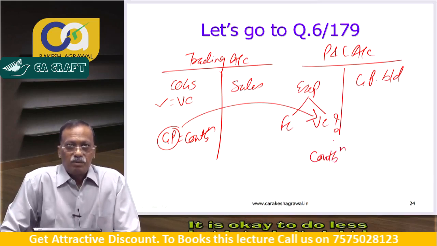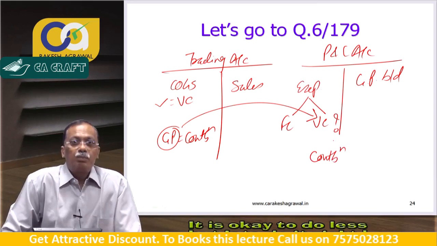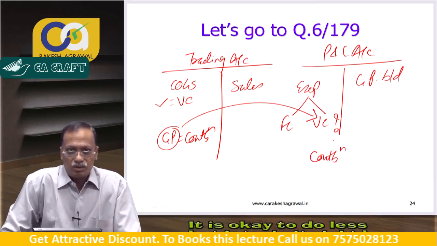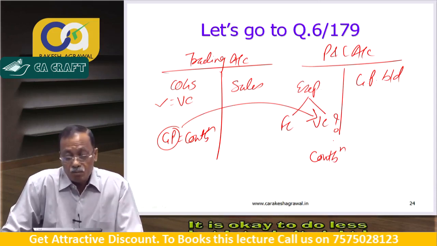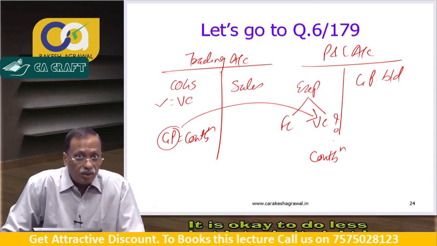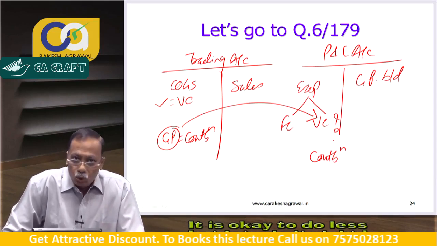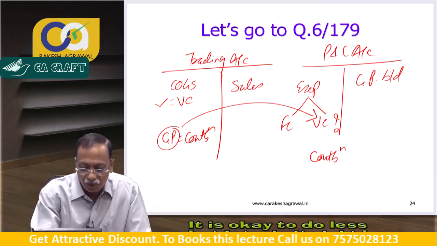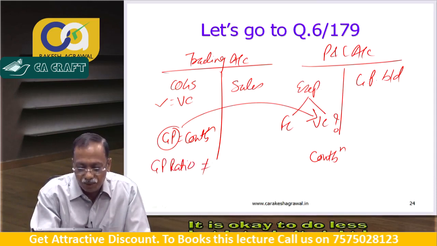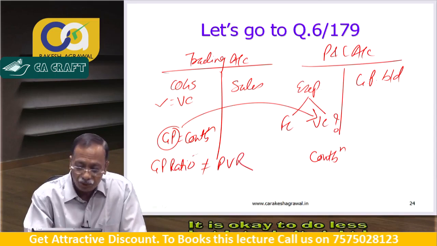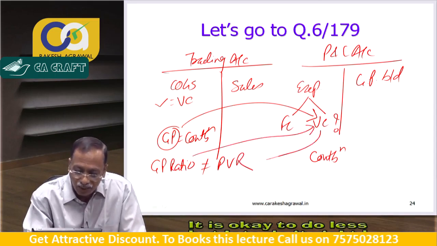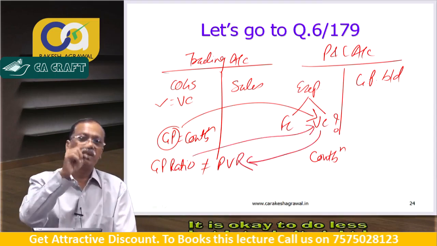I repeat, if all costs debited to P&L account are fixed cost, then your GP ratio and PV ratio are the same. However, if in the profit and loss account there are certain variable costs, then GP ratio is not equal to PV ratio. Then what do I have to do? I have to modify GP ratio. From GP ratio I have to deduct this variable cost also to get the PV ratio. And that is what we have to do in this question.